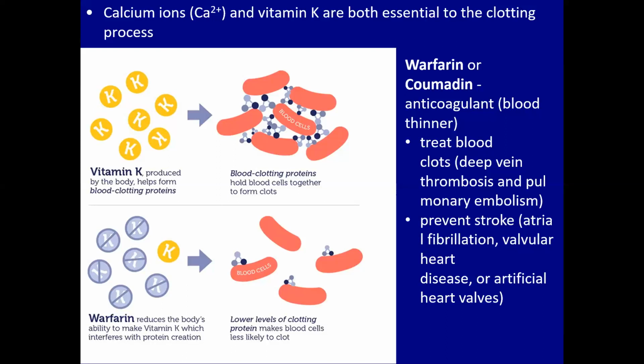A person who is on warfarin or Coumadin must have their blood checked quite often, either every 2 weeks or once a month. And so if they eat dark leafy greens when they have their blood checked, it may give a false reading about the amount of vitamin K that they have.